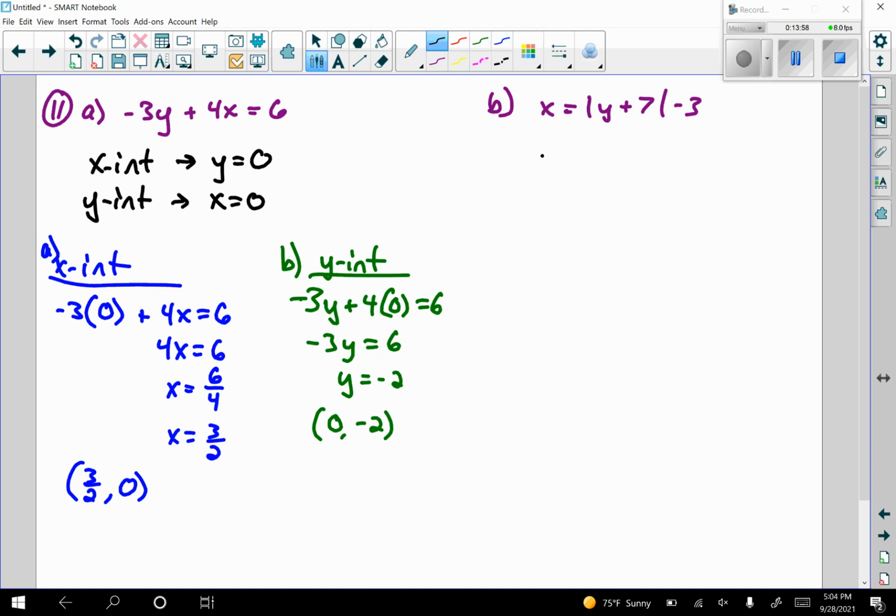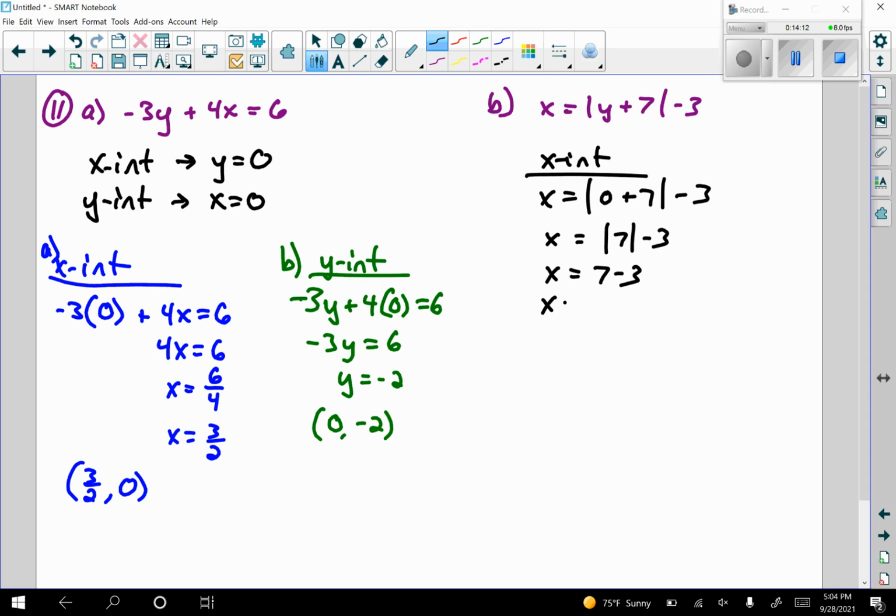Okay, for b, the x-intercept, we'll have x equals, again, 0 is going in for y, so we'll have 0 plus 7 in the absolute value. So this will just give us absolute value of 7 minus 3, which is 7 minus 3. So that's going to be 4. So the ordered pair of the x-intercept is 4, 0.